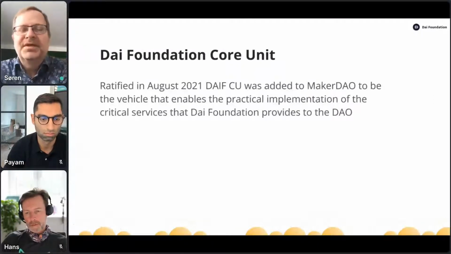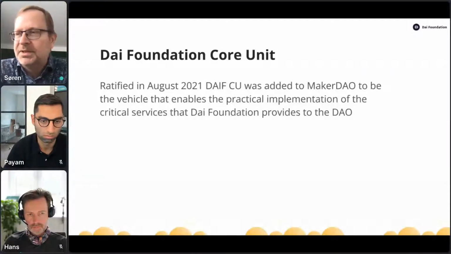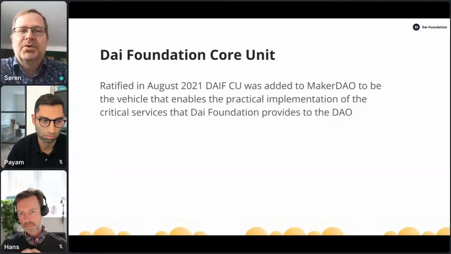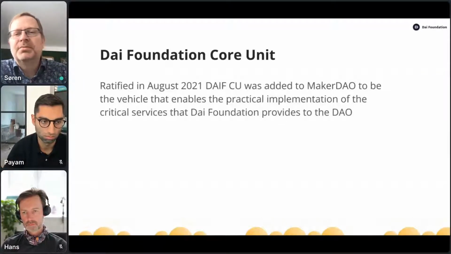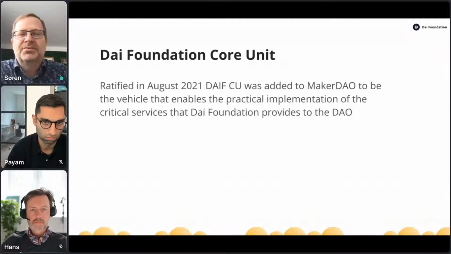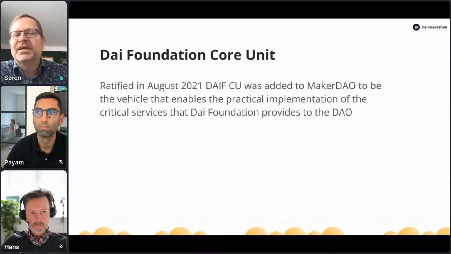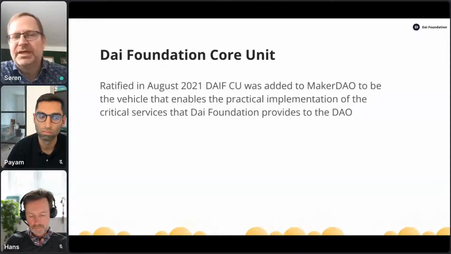Then there is a distinction between Dai Foundation and the Dai Foundation Core Unit, where I, besides being the chair of the Dai Foundation board, am also the facilitator. And the Dai Foundation Core Unit is part of the other core unit structure that we have in MakerDAO, where the Dai Foundation Core Unit is the vehicle that enables the practical implementation of the critical services that Dai Foundation provides to the DAO.